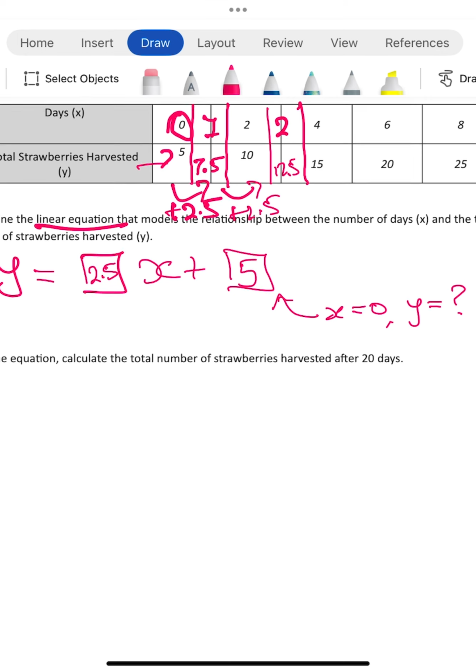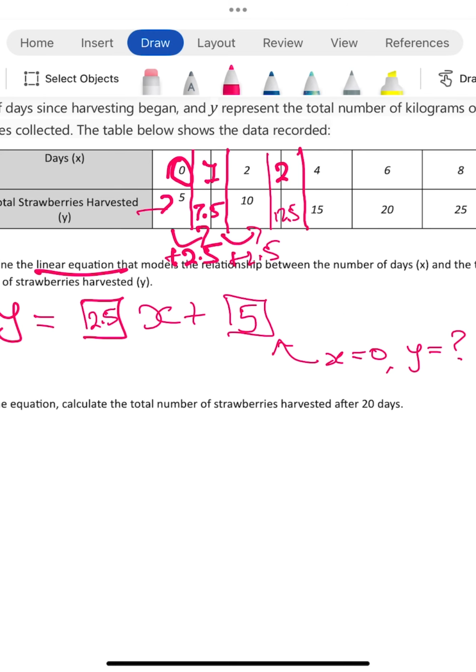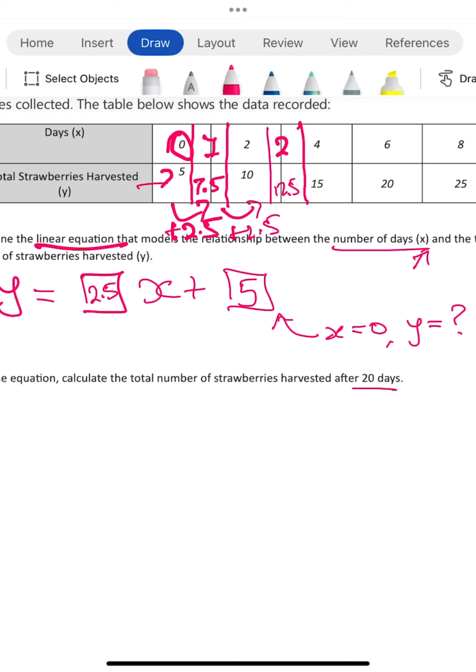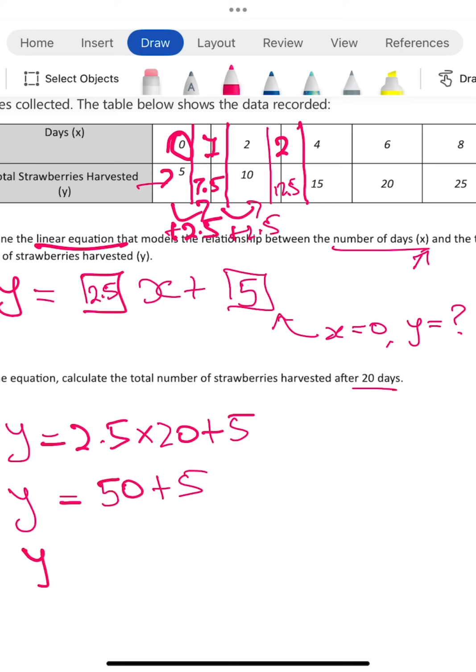Awesome. Last question. Using the equation, calculate the total number of strawberries harvested after 20 days. So number of days is x, right? So after 20 of those days, using my equation, I've got 2.5 times 20 plus 5. So I've ended up with 2.5 times 20, so we should have 50 plus 5. We should have 55 strawberries.